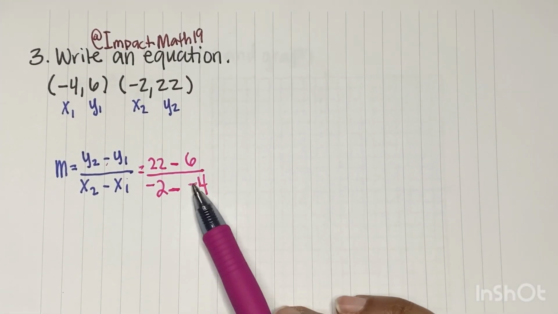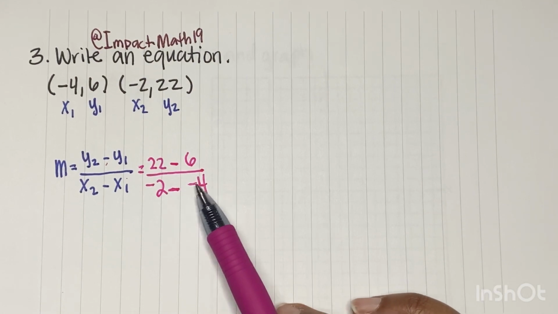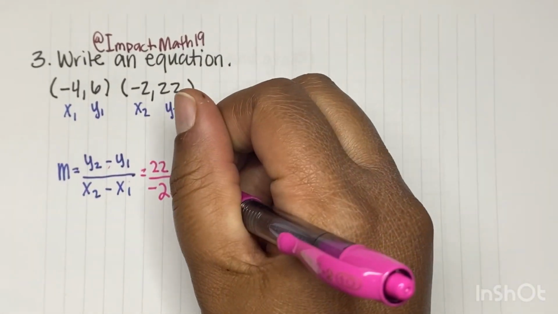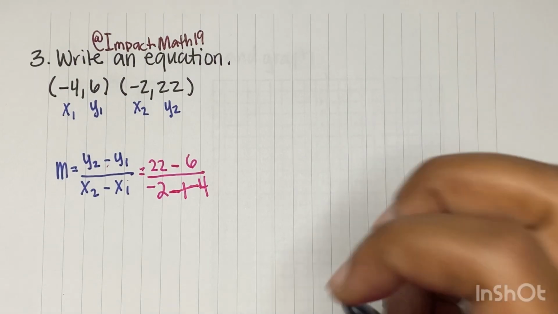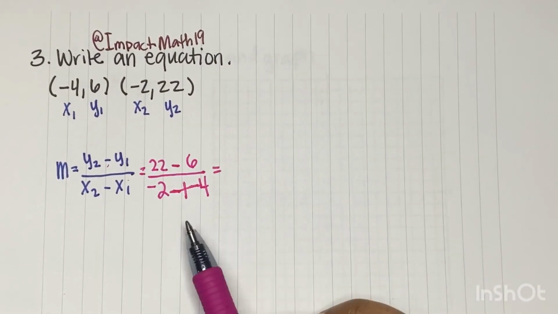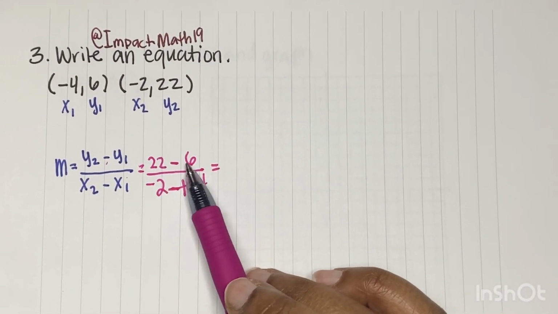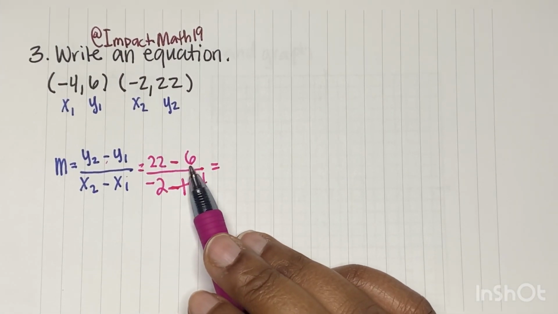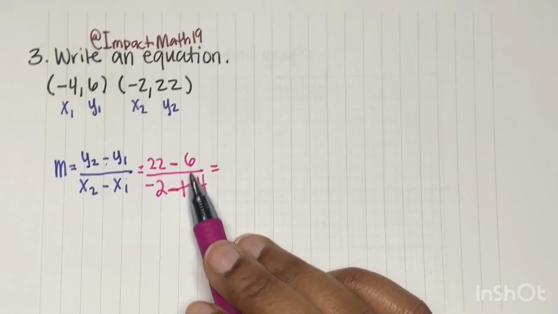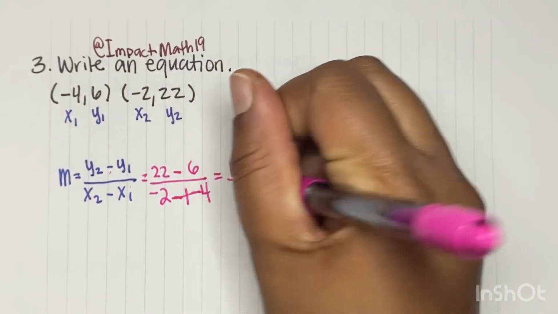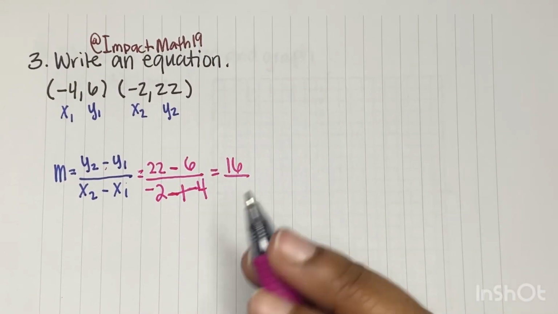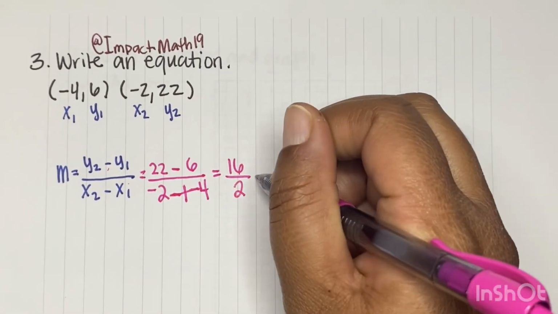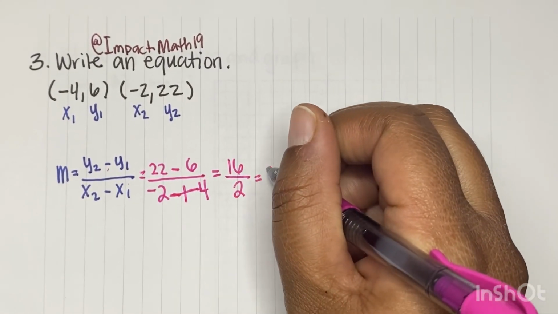A lot of people mess this up by missing this negative. So 2 negatives touching like this go to a, hopefully your brain is shouting positive, okay? So 22 minus 6, let's see, 22 minus 2 is 20, minus 4 is 16. And then -2 plus 4, well, 4 minus 2 is 2. And 16 divided by 2 is 8.